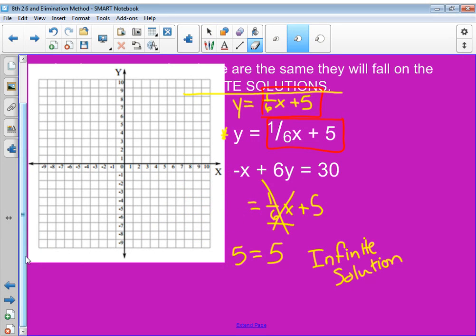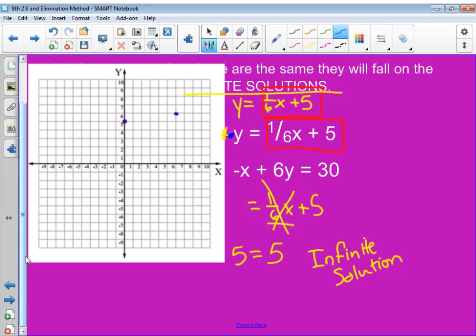So if I take my two equations that I have up there, I would start at positive 5, put my dot, and then I would go up 1 and over 6, which is right there. Okay, so that was my first equation. And if I want to draw the line, I could. But when I go to do my second equation right here, I would start at positive 5 and I would go up 1 over 6. Do you see how our lines are actually falling on top of each other?